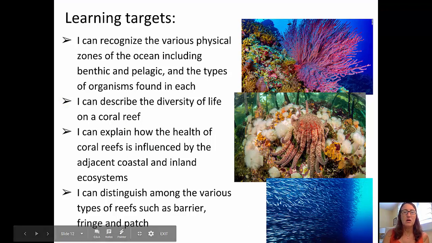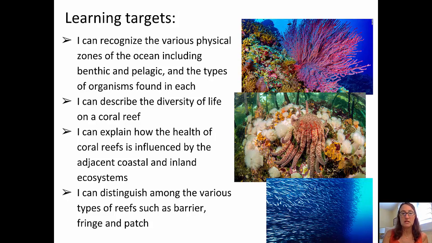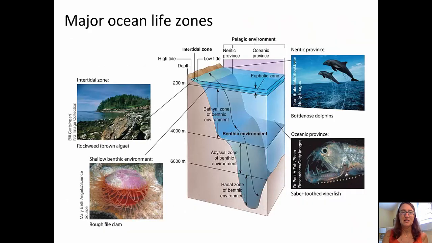The learning targets for this video are to recognize the various physical zones of the ocean, including benthic and pelagic, and the types of organisms that are found in each, to describe the diversity of life on a coral reef, to explain how the health of coral reefs is influenced by adjacent coastal and inland ecosystems, and distinguish among the various types of reefs, such as barrier reefs, fringe, and patch reefs. We'll see some examples of those, but we won't talk about them specifically.